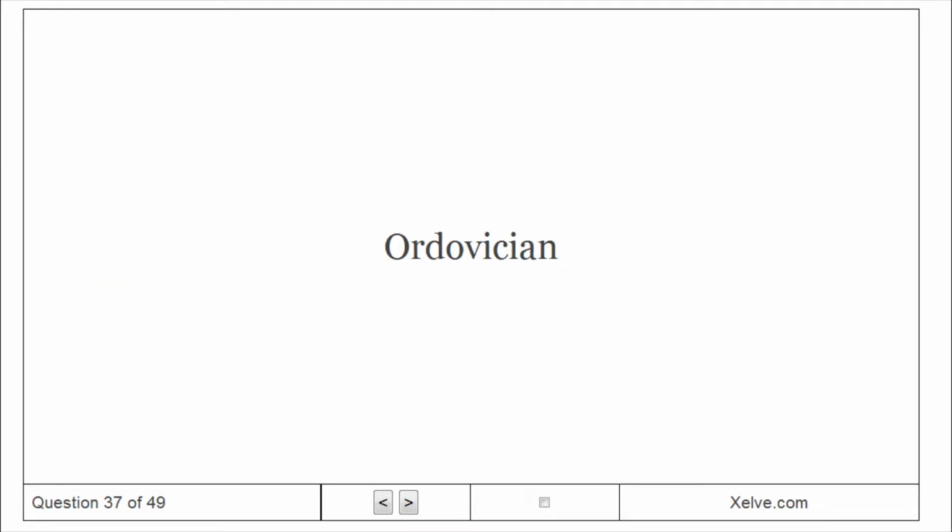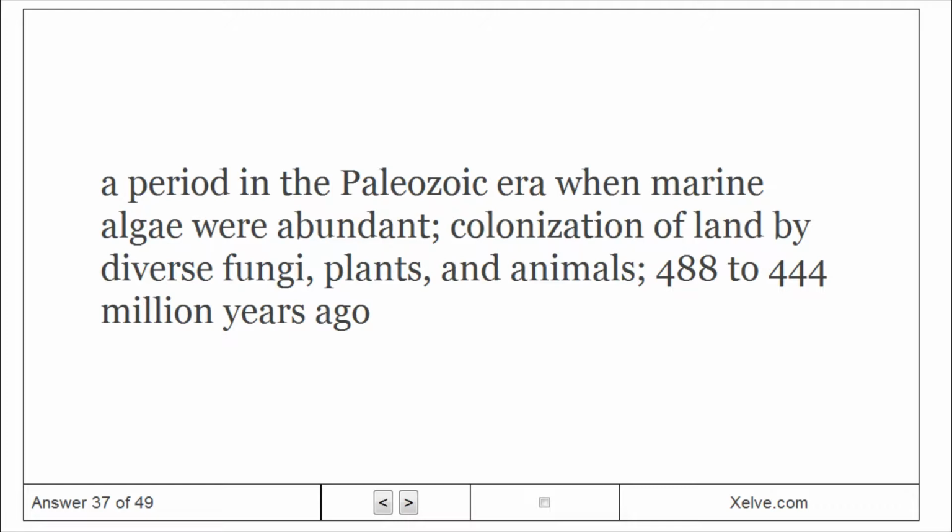Ordovician. A period in the Paleozoic era when marine algae were abundant, colonization of land by diverse fungi, plants, and animals, 488 to 444 million years ago.